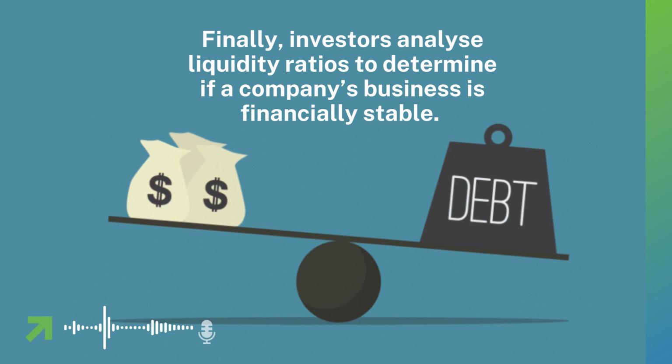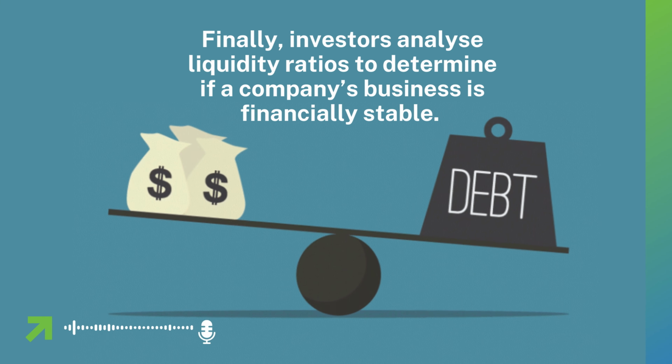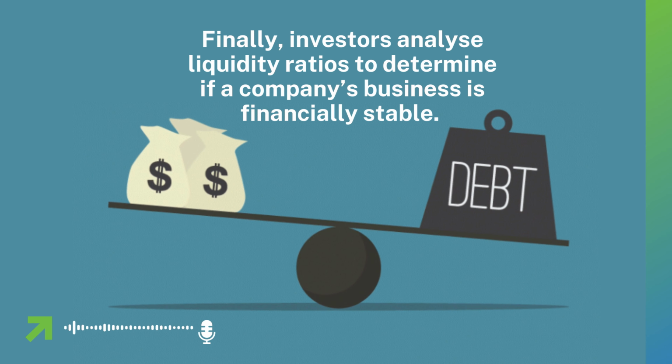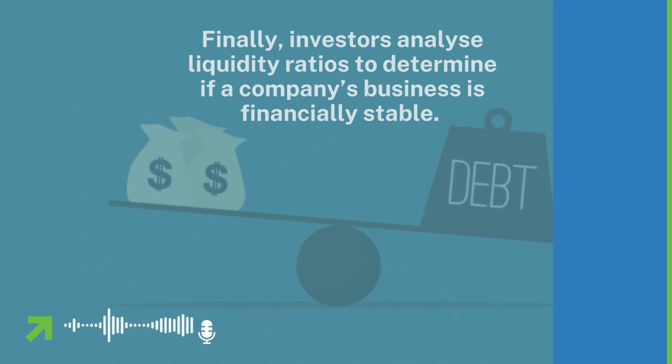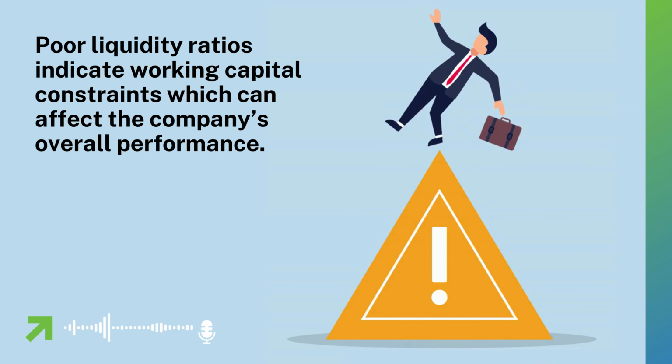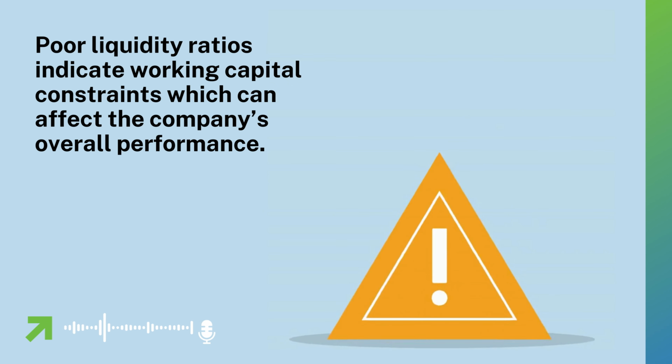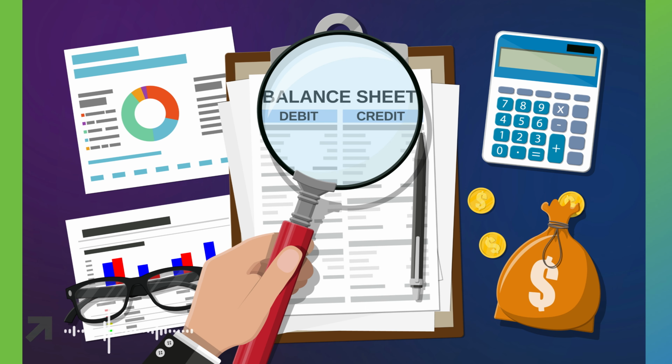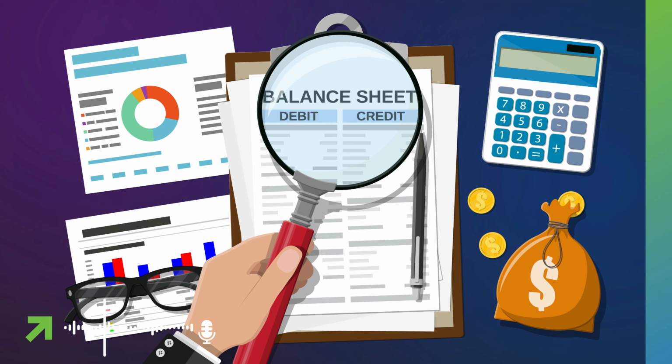Finally, investors analyze liquidity ratios to determine if a company's business is financially stable. Poor liquidity ratios indicate working capital constraints which can affect the company's overall performance. To sum it up, when you're looking to assess a company's financial health, don't forget to take a close look at its liquidity ratios.